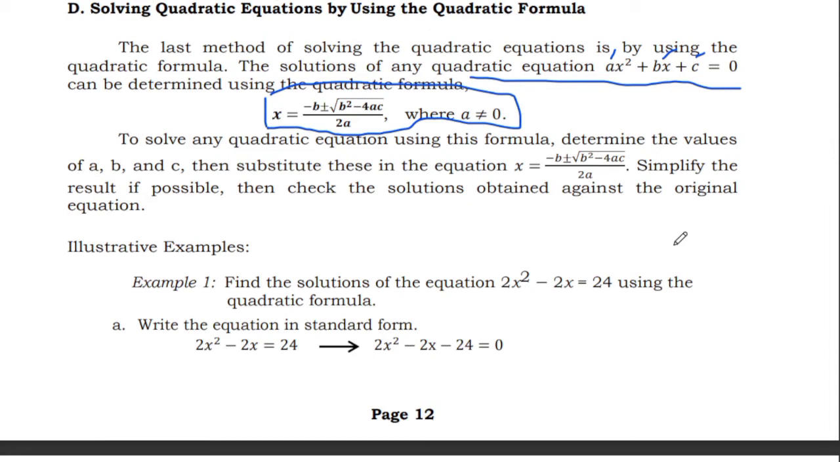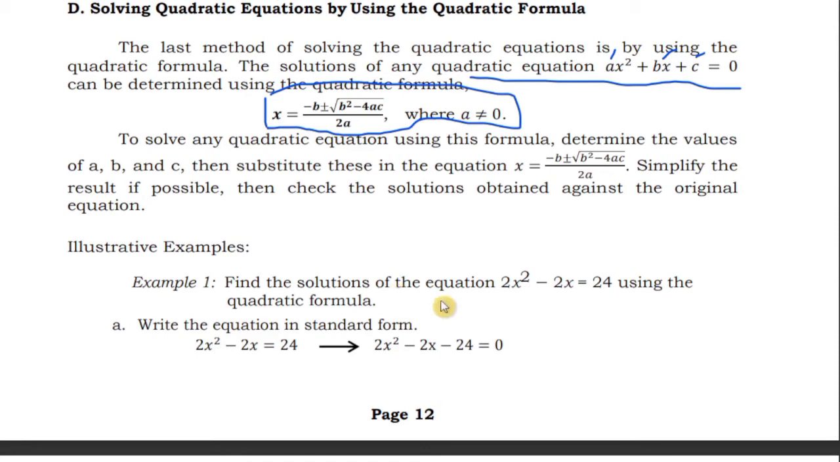Then after that, we're going to replace the values of a, b, and c in this given formula. The quadratic formula, by the way, is just this: x is equal to negative b plus or minus the square root of b squared minus 4ac, all over 2a. So we have here our given.